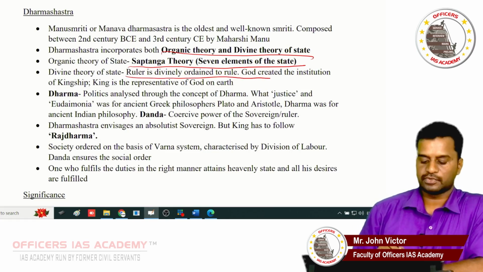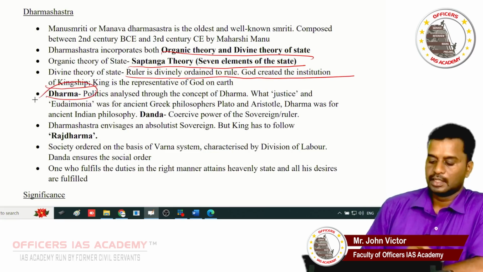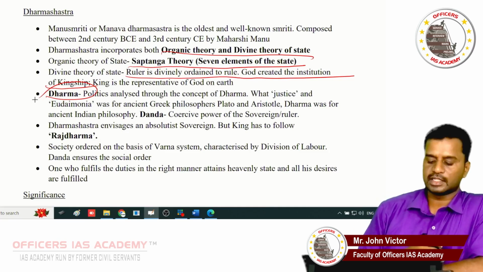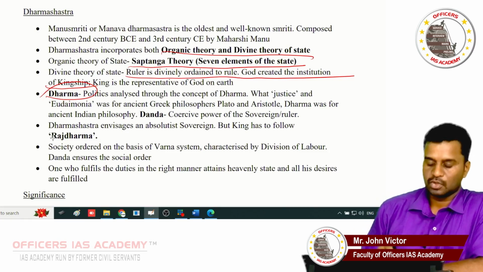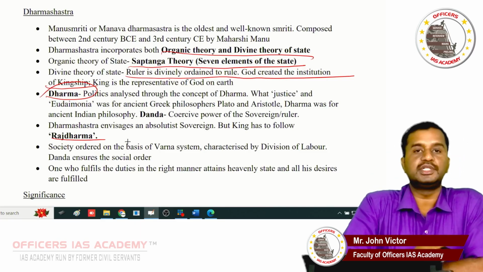God created the institution of kingship. In the Indian context, it is Dharma. In the Western context, it is justice or dikaiosyne. In the Indian context, it is Dharma. So compare, correlate. But Dharma Shastra gives duties to the king.